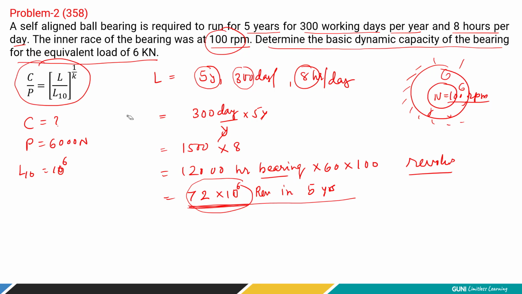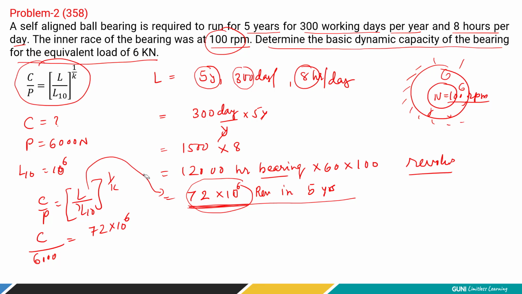Okay, now let's use the equations to find the solution. Here, same C by P equals L by L10 to the power 1 by K. Here we have to find out the C. The equivalent load is given as 6,000. Now L is 72 x 10^6 that we calculated over here. Please correct me if there is some error. Now we take L10 as the standard value 10^6, and we take 1 by 3. So cancel out this and find the cube root of 72 and find the value C.